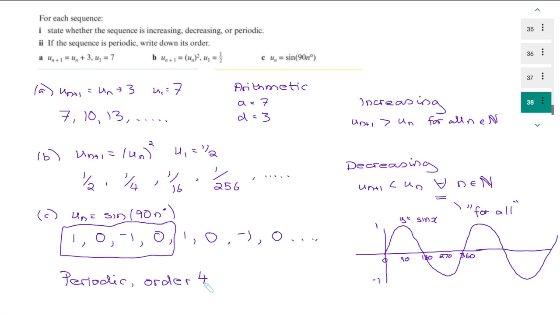And the reason it's periodic is because we know from the graph that sine of 360 plus x equals sine of x. It repeats on 360.